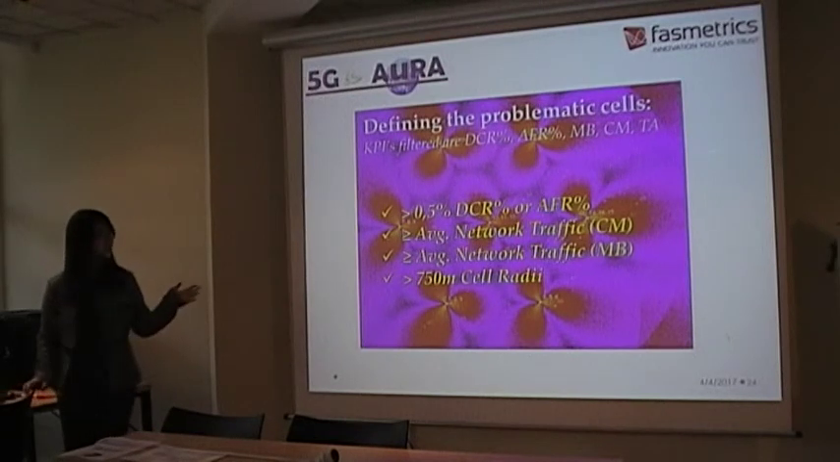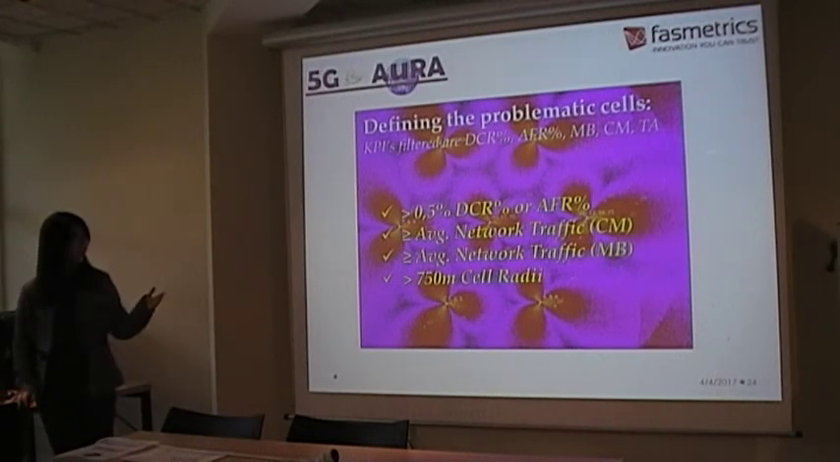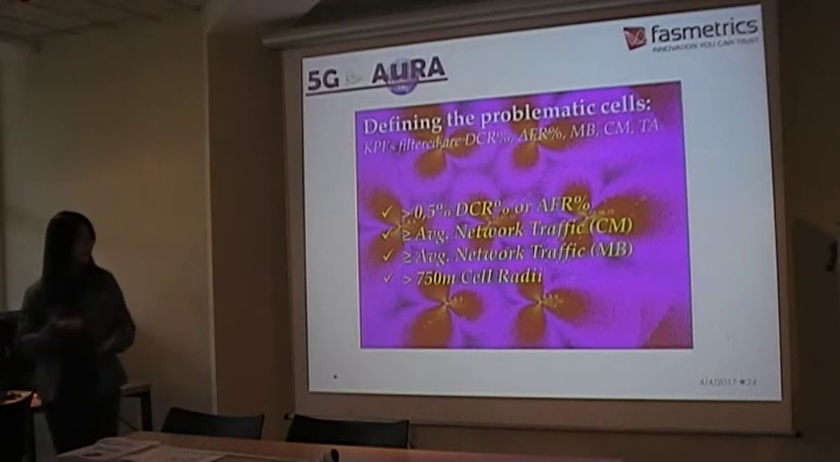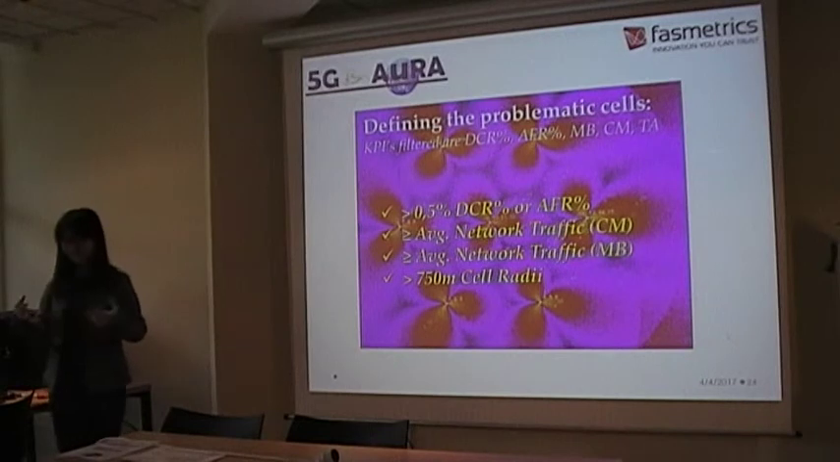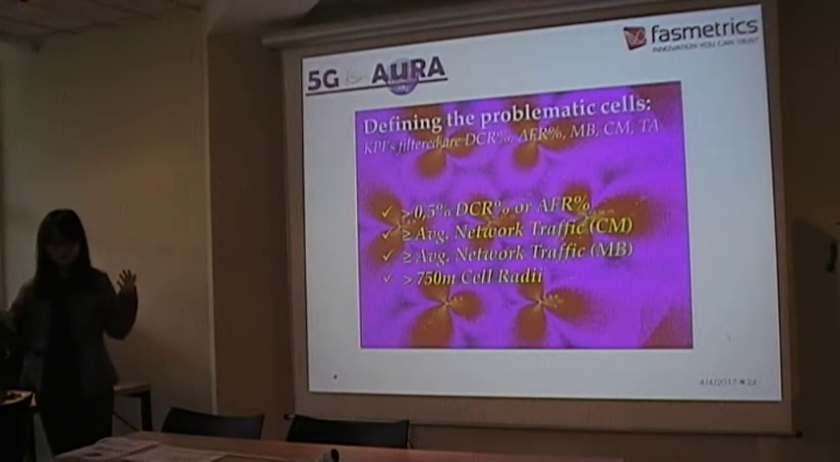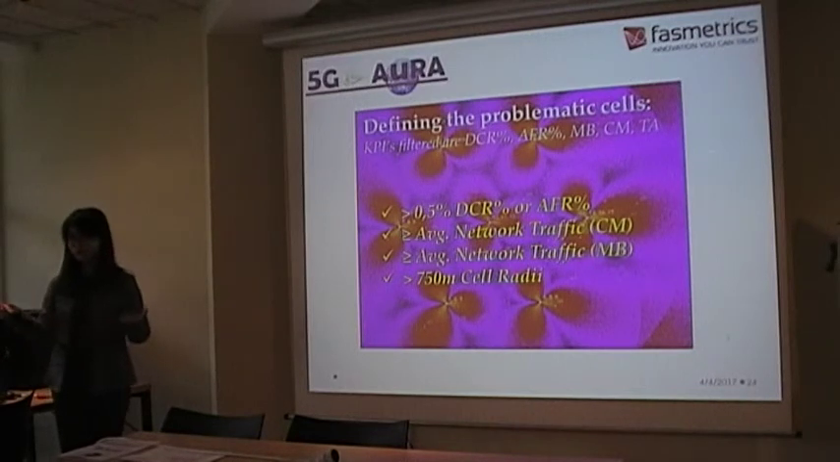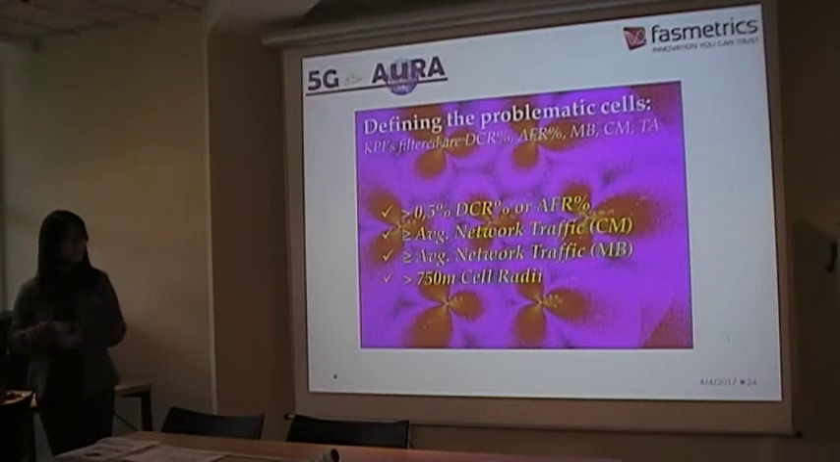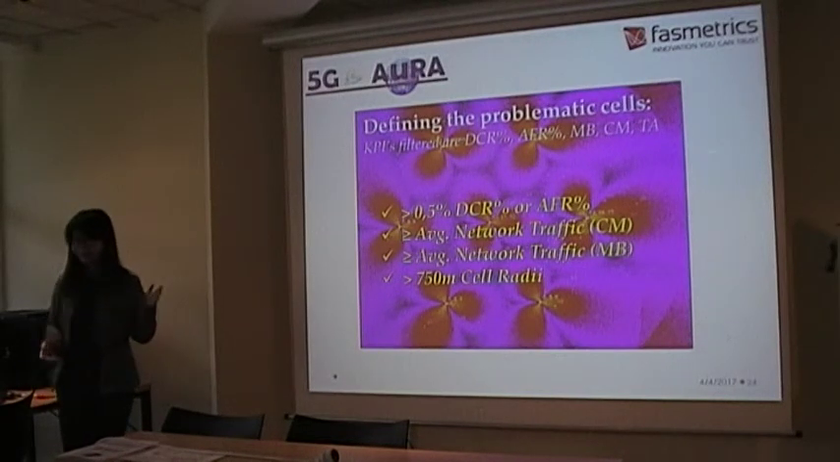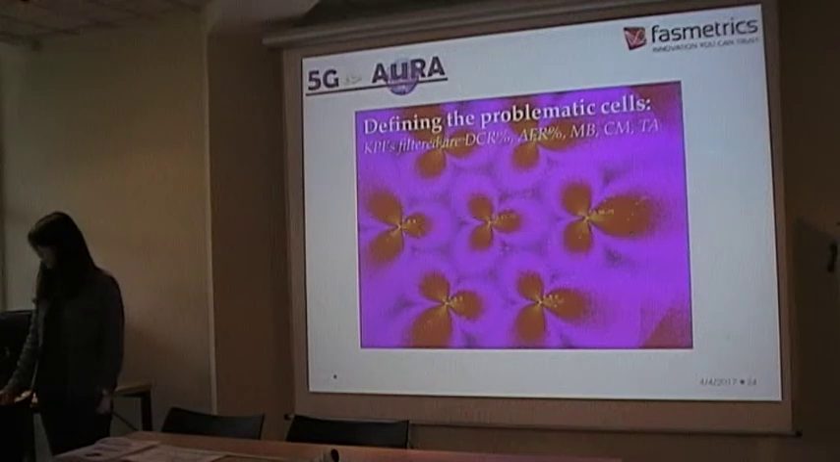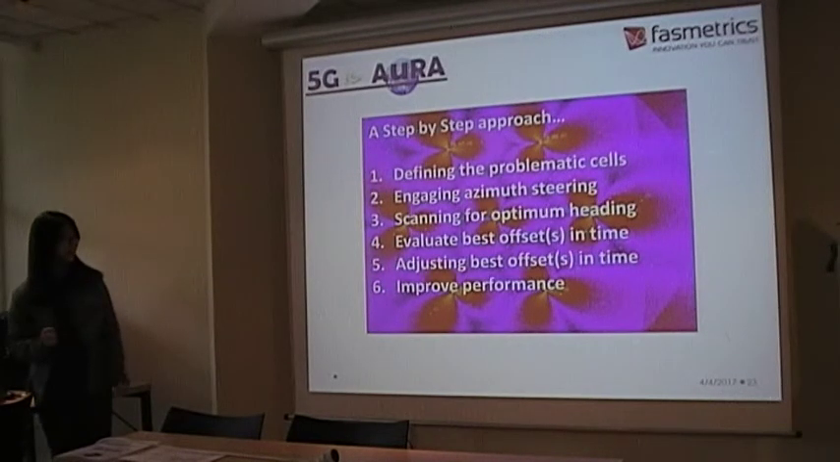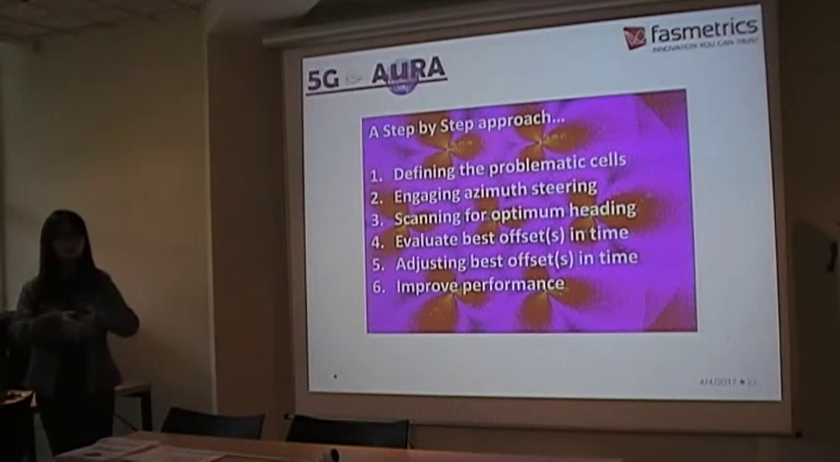The first one is usually these cells have a greater than 0.5% drop call rate or access fail rate. And usually these cells can have very heavy voice traffic and heavy data traffic. And also, in order to optimize this cell performance more efficiently, we need to make sure the cell radius is greater than 750 meters. And then, after that, we can start engaging the antenna azimuth steering in this problematic cell.